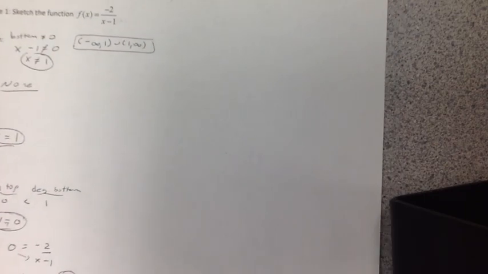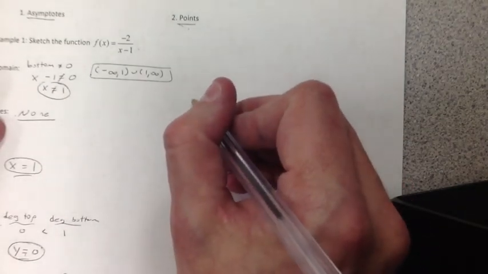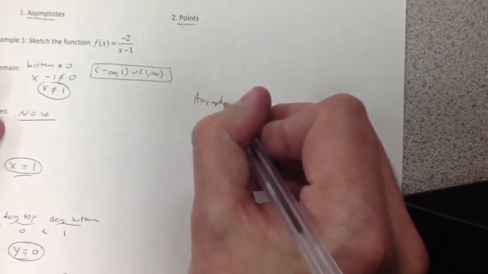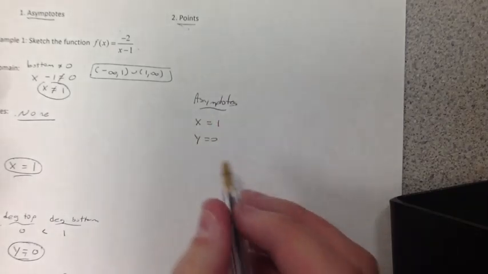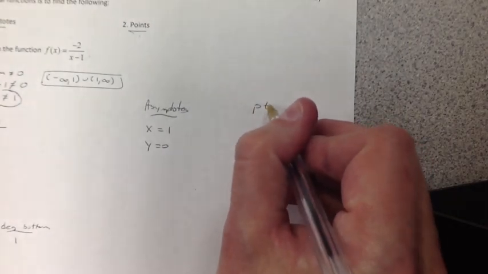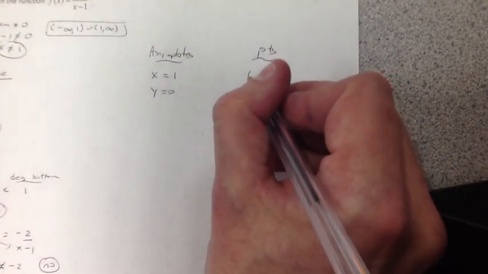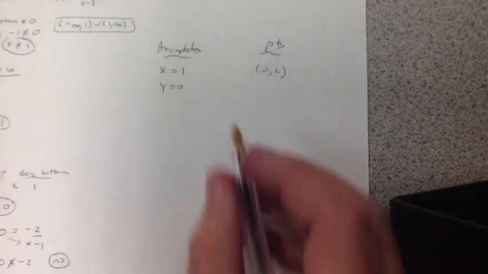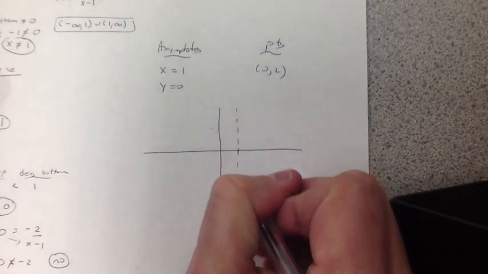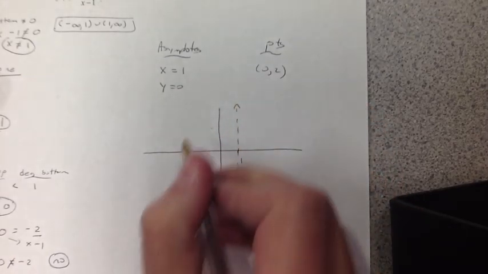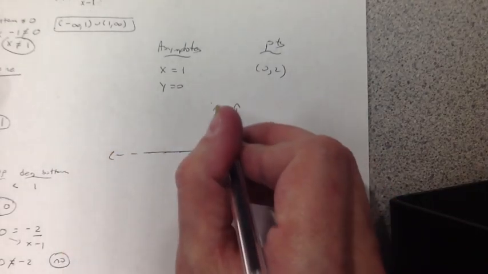Now, what I'm going to do next is start sketching it. First thing I'm going to list are my asymptotes. My asymptotes are x equals 1, y equals 0. Next, any points I might have. My only point is my y-intercept from down below, (0, 2), and I'm going to graph that. So when I sketch this out, at x equals 1, I have an asymptote. y equals 0, there's my horizontal asymptote. There's my x and y axis.